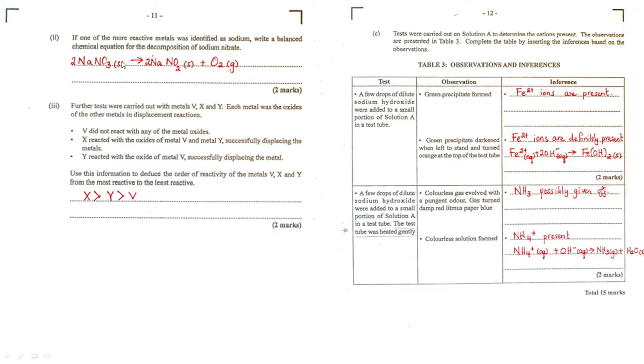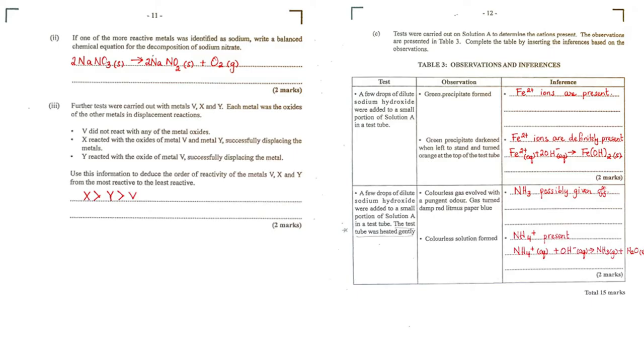Don't forget to put in your states, right? So we have a solid and a gas. Now it says further tests were carried out with metals V, X and Y. Each metal was added to the oxides of the other metals in displacement reactions. Now V did not react with any of the metal oxides, so that means V is last. Once it doesn't react, it's least reactive.